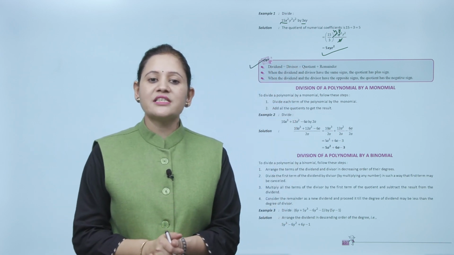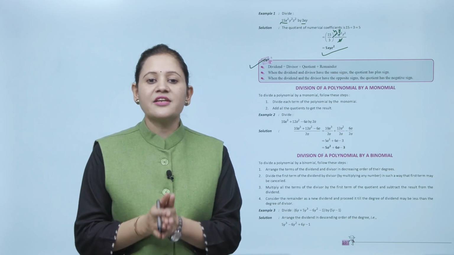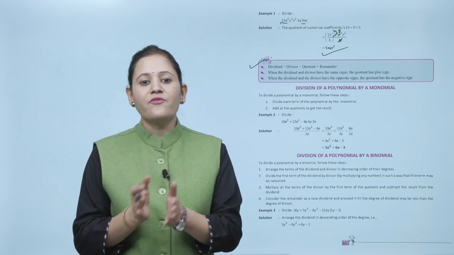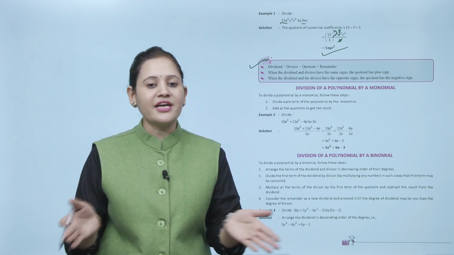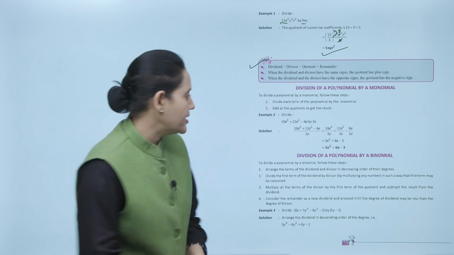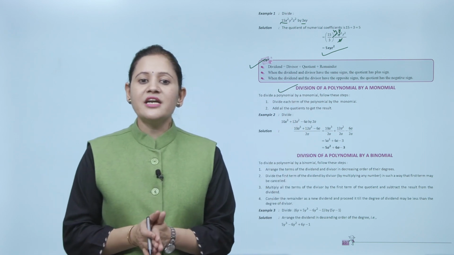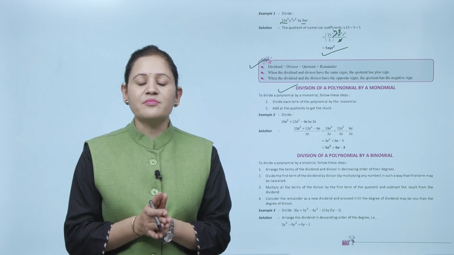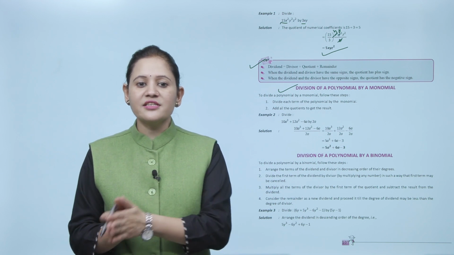Dividend equals divisor multiplied by quotient plus remainder. When the dividend and the divisor have the same sign, the quotient has plus sign. When the dividend and the divisor have the opposite sign, the quotient will have negative sign. Next is division of a polynomial by a monomial. To divide a polynomial by a monomial, follow these steps. Divide each term of the polynomial by the monomial, add all the quotients to get the result.